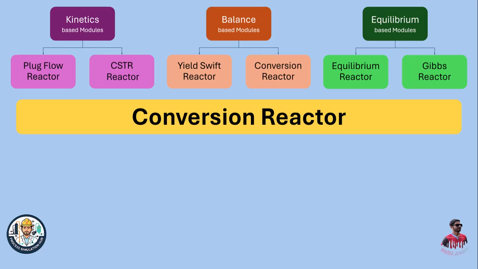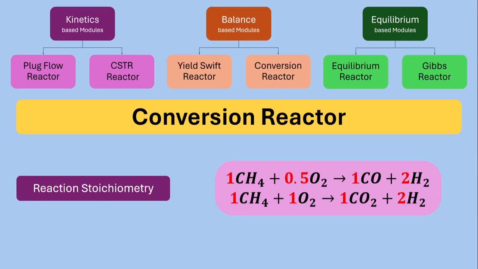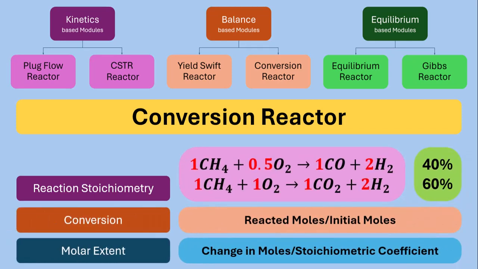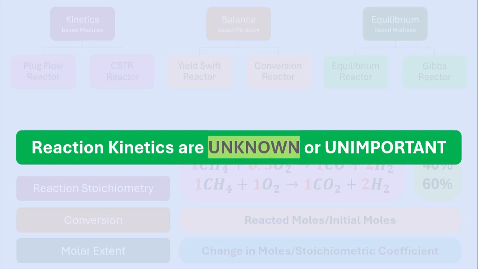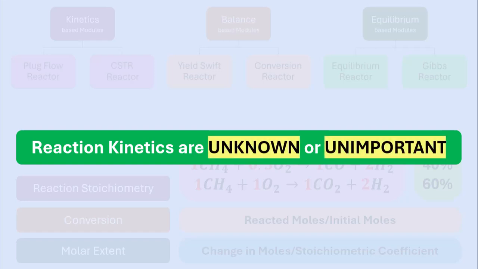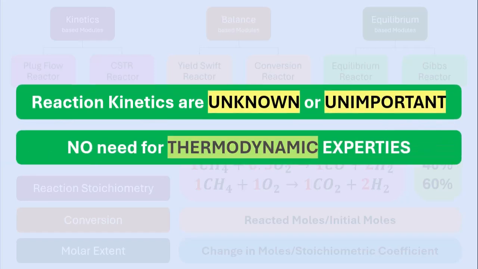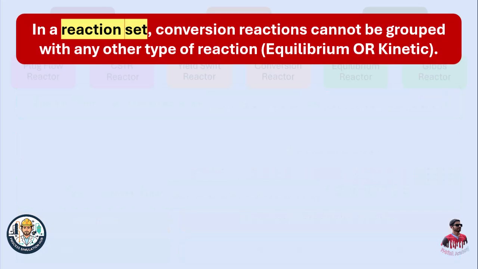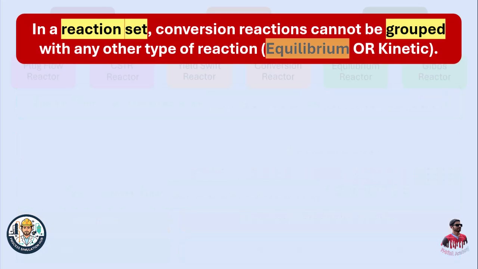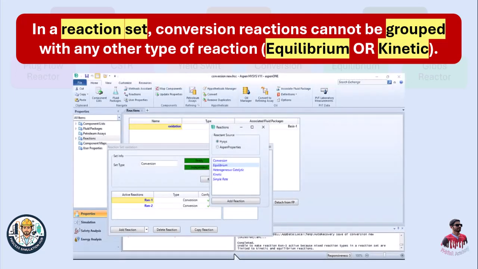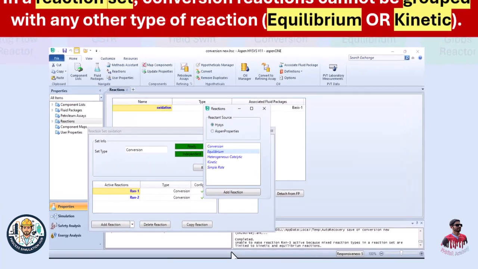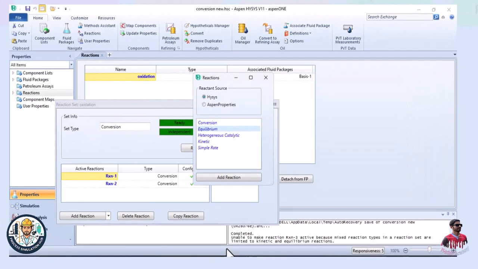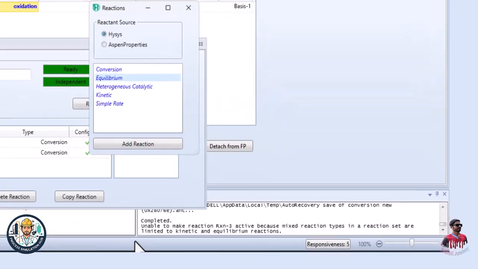Because conversion reactor is used when reaction stoichiometry and conversion or molar extent for each reaction is known. Reaction kinetics are unknown or unimportant. There is no need for thermodynamic expertise for this kind of reaction. PFRs and CSTRs can't be used with conversion reactions. In a reaction set, conversion reactions cannot be grouped with any other type of reaction. Specific reactor operations can only support one particular reaction type. For example, if we try to add equilibrium reaction to already existing conversion reaction set, we will get an error.